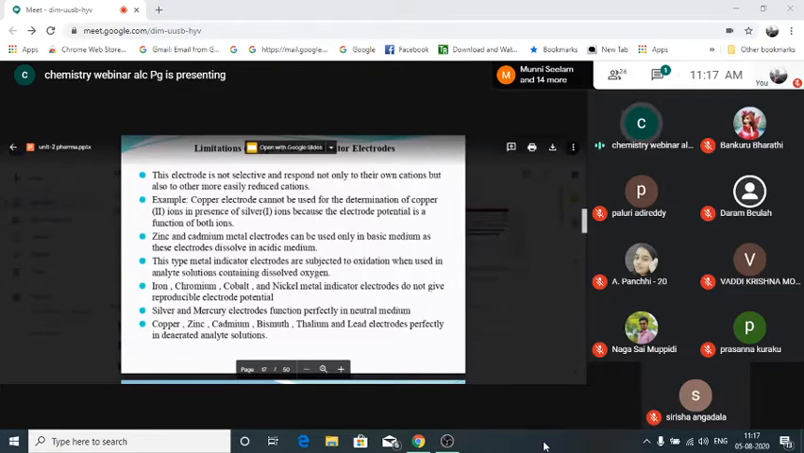The next one, you see the iron, chromium, cobalt, and nickel metal indicator electrodes. They have some limitations. What are those limitations? They do not give a reproducible electrode potential. What is meant by reproducible electrode potential? Reproducible electrode potential is nothing but if you take the electrode and dip it in any solution any number of times, in the same condition, you have to get the same potential value. Is it clear?